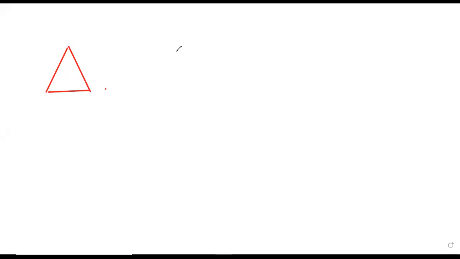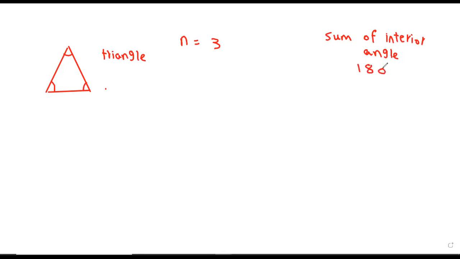I'm going to talk about the number of sides n. So, what is n in this case? The triangle has 3 sides, so n equals 3. What is the sum of the interior angles? We have 3 angles in any triangle, and the 3 angles equal 180. So the sum of interior angles of any triangle equals 180.